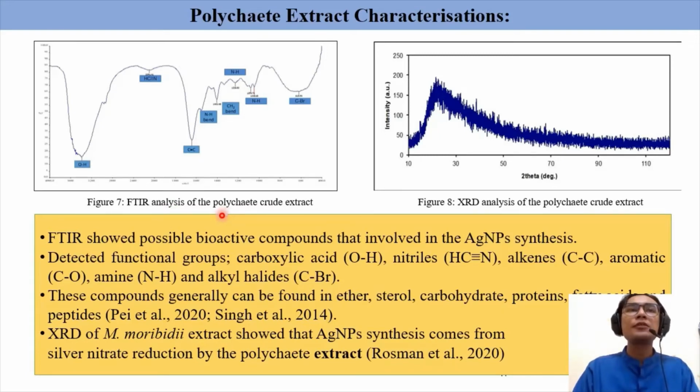which is used to detect possible reactive compounds involved in silver nanoparticle synthesis, we managed to find carboxylic acid, nitriles, alkenes, aromatics, amines, and alkyl halides, which usually can be found in ethers, sterols, carbohydrates, proteins, fatty acids, and peptides. For the XRD analysis, we cannot find any sharp peak, which indicates the non-crystalline nature of the extract itself, which means that the polychaete extract itself induced the silver nanoparticle reduction for the silver nanoparticle synthesis.